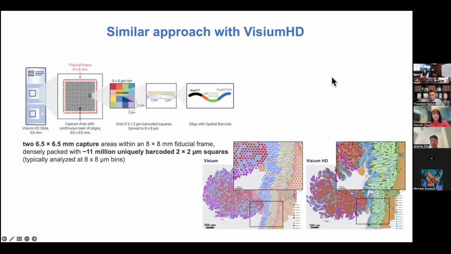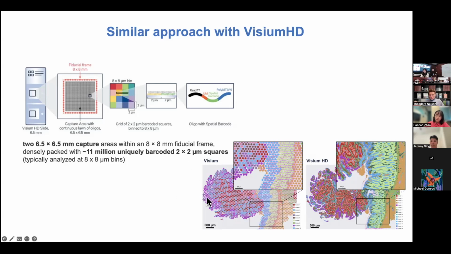So even if they're called Visium and Visium HD, they're almost completely different technologies, because the way they're capturing is slightly different, or the way barcodes are generated is completely different. And it almost allowed us to go all the way down to 2 micron resolution.